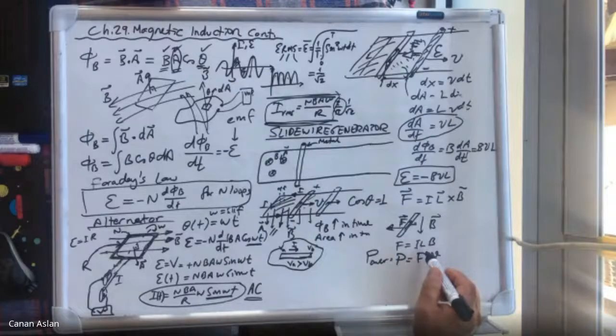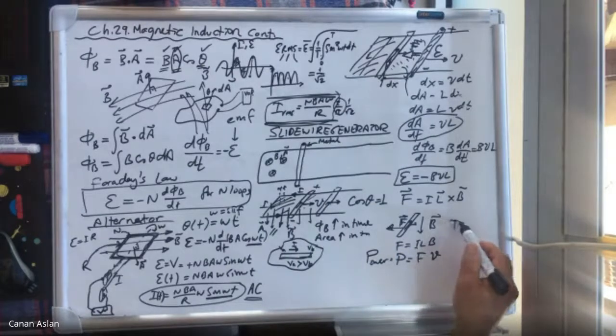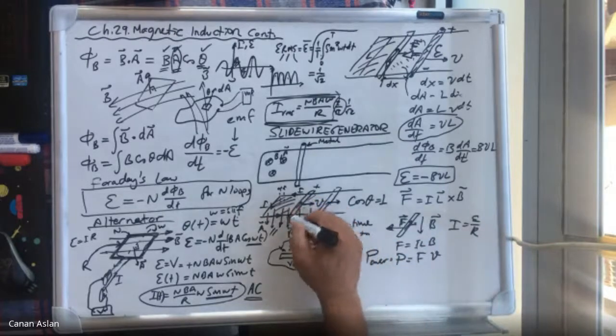So how can we find that? And we know that the current is just epsilon over R, if the resistance of the total system is R.